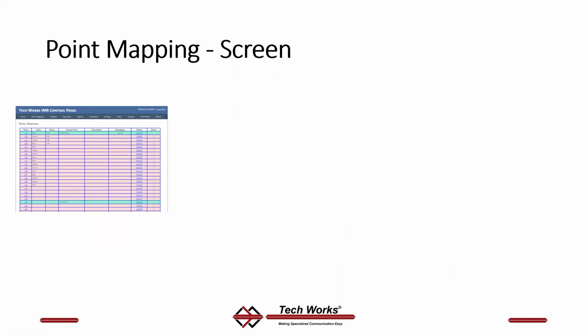Point mapping. Let's talk about how this point mapping is arranged and edited. So you've got a log of all the push buttons. You went around and pushed them. This is the screen that shows you all the buttons you pushed. Four button panels appear in sequence. So 111, 112, 113, and 114. That's that first four button panel.